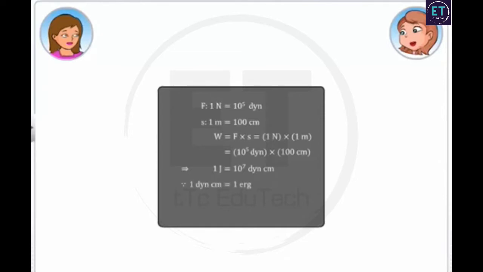A force of 1 Newton is equal to 10 raised to the power 5 dyne. A displacement of 1 meter is equal to 100 centimeters. Thus, the work of 1 joule is equal to the product of 10 raised to the power 5 dyne and 100 centimeters. This is equal to 10 raised to the power 7 dyne centimeters, as 1 dyne centimeter is equal to 1 erg. We get 1 joule is equal to 10 raised to the power 7 erg.